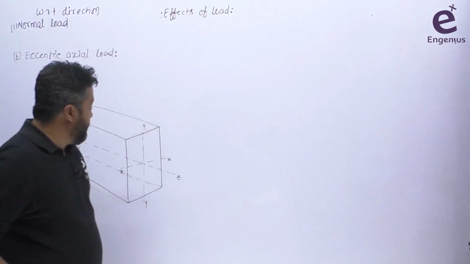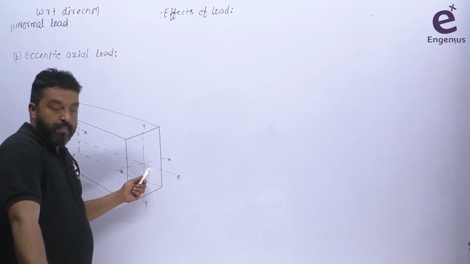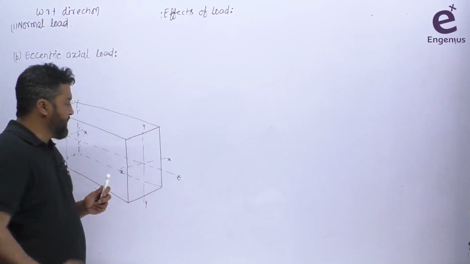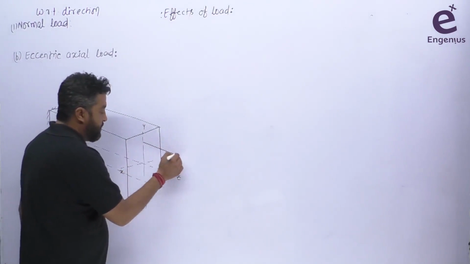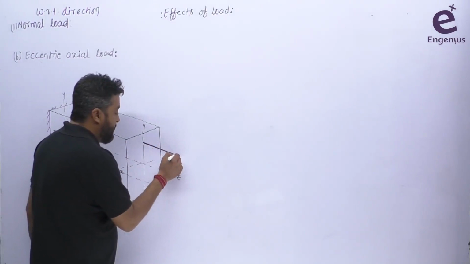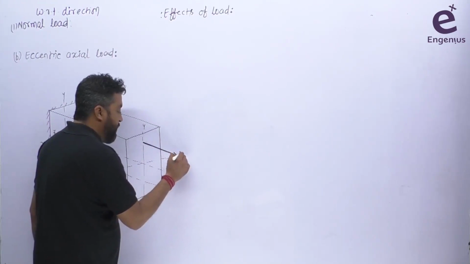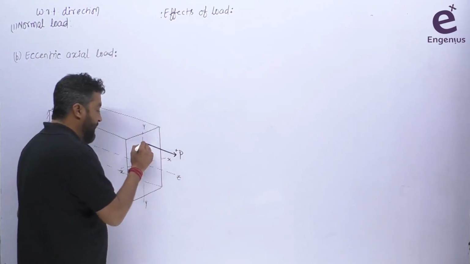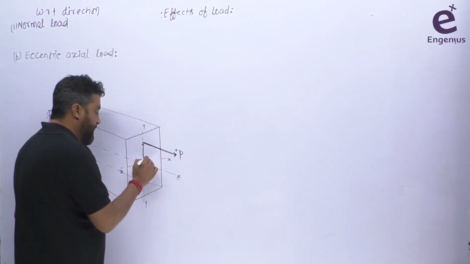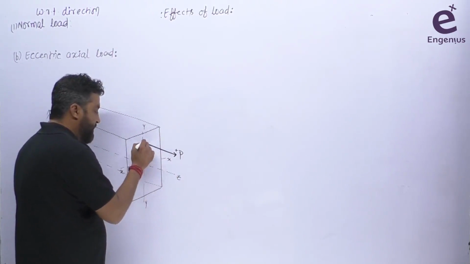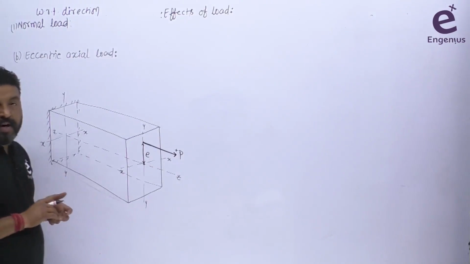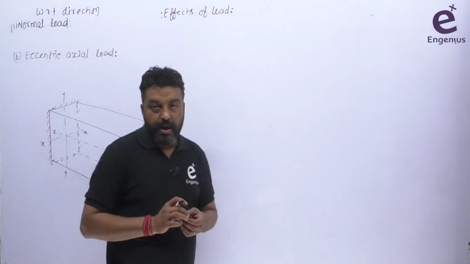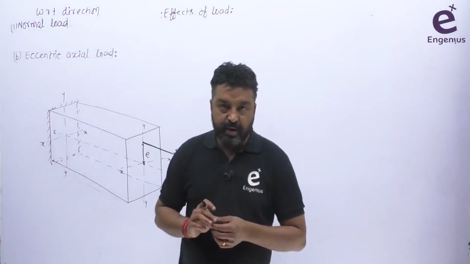So obviously this load will not act along this axis, but with some eccentricity from it. Let's suppose there is a load here like this. This load is P, obviously tensile in nature. Let's suppose it has eccentricity E from the longitudinal axis. Okay. Now, what kind of effect will this load produce?